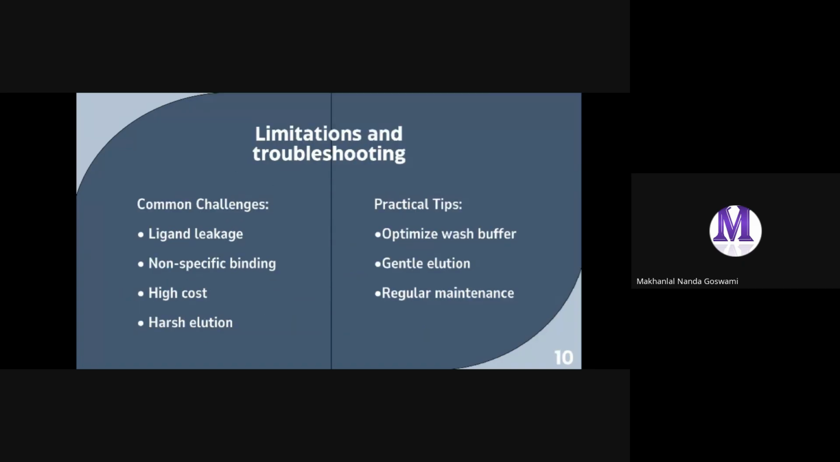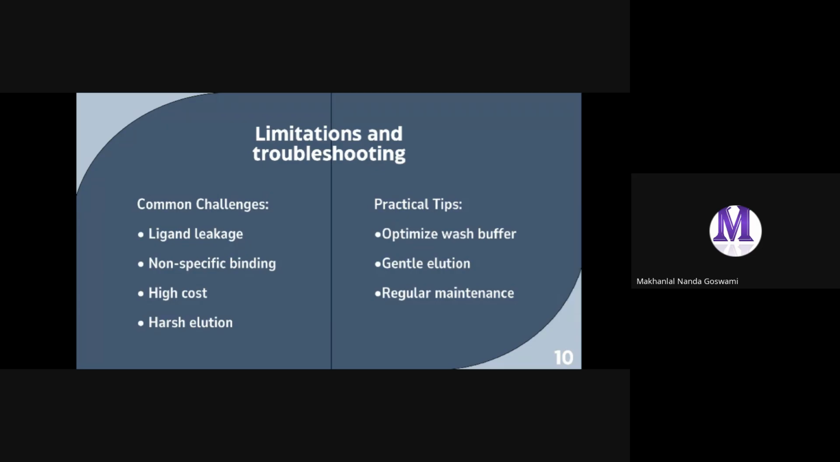So now moving forward to the limitations and troubleshooting, here we have the ligand leakage. Loss of ligand contaminates the final product. Second is your non-specific binding. Some impurities weakly bind to the matrix or spacer arm itself. Thirdly is the high cost. Specialized matrices and ligands can actually be expensive sometimes. The last one is the harsh elution. Because of harsh elution conditions, it can actually denature the target protein.